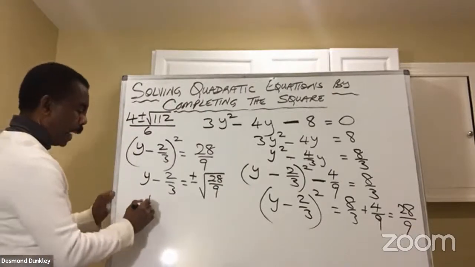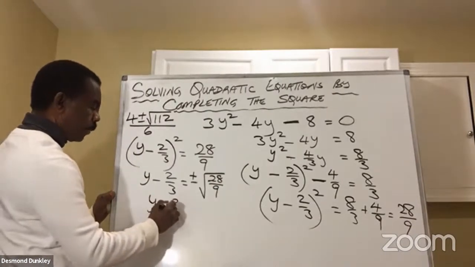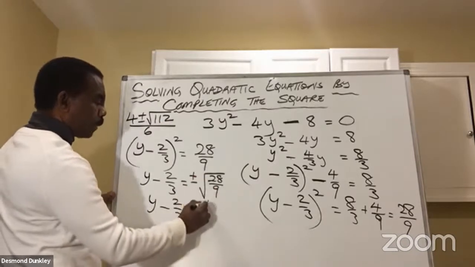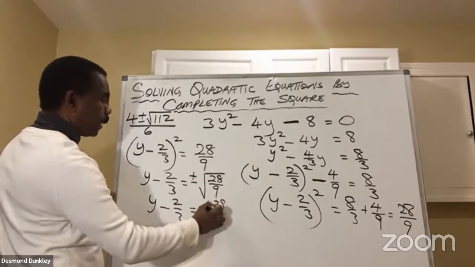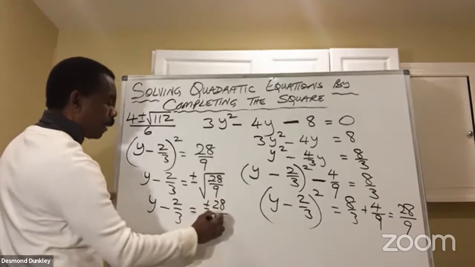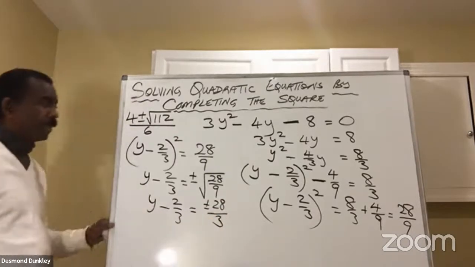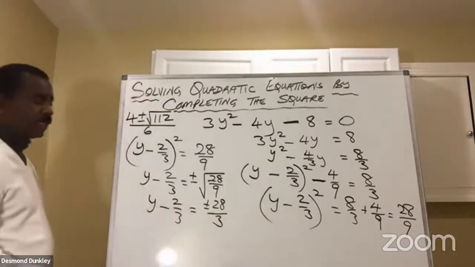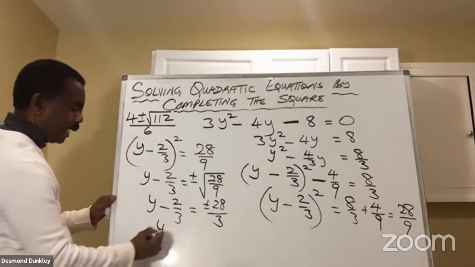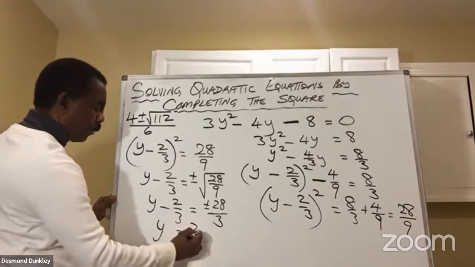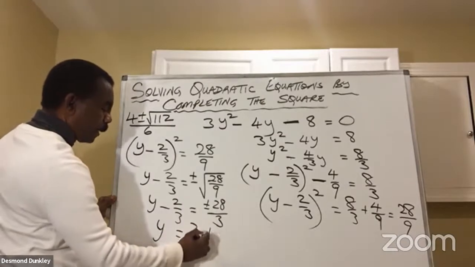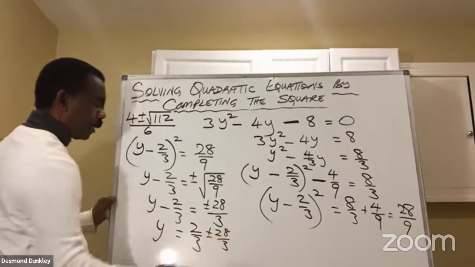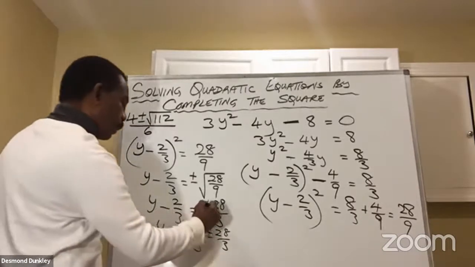So we end up with y minus 2/3 equal to, the top becomes plus or minus the square root of 28, and the bottom becomes 3. Okay? Now when we add this to the other side, we end up with y equal to 2 over 3 plus or minus the square root of 28 over 3. Sorry, the square root.